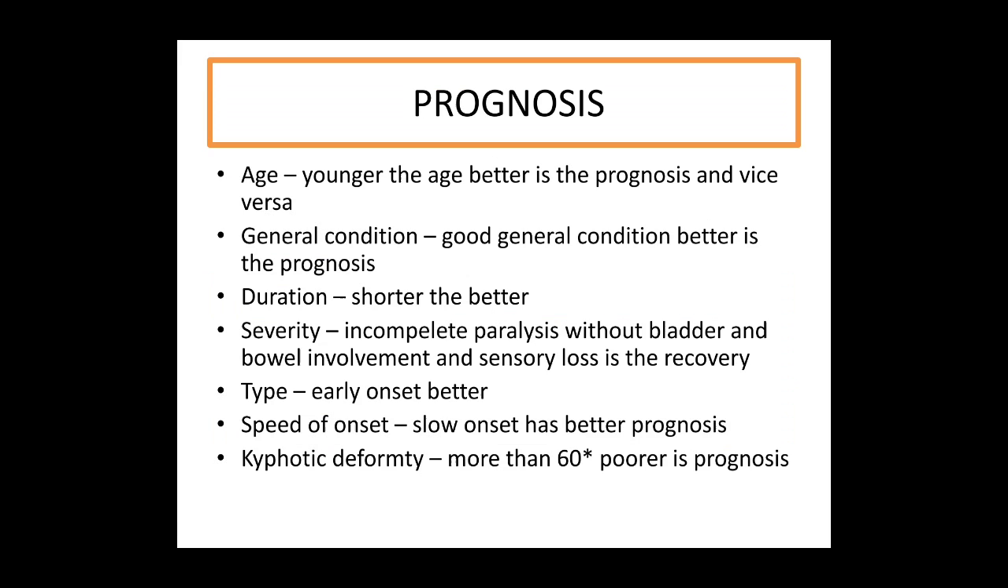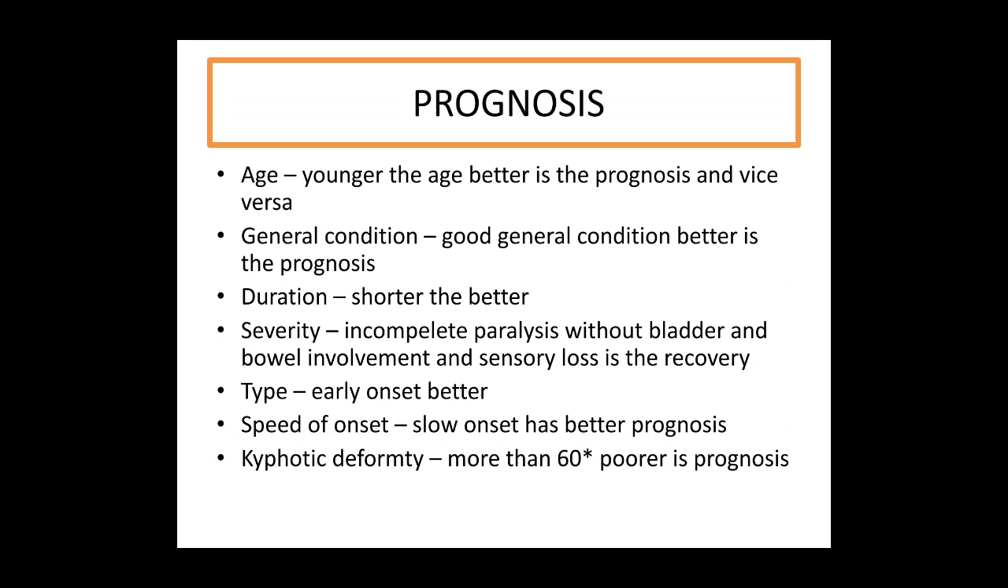Now prognosis: all of us know that the younger the age, the better the prognosis, and vice versa, because of the response to treatment. Younger doesn't mean the pediatric age group; it means the younger adult. The pediatric age group would have a bad prognosis because the deformity becomes permanent. The better the general condition, the better the prognosis. The shorter the duration, the better the prognosis.